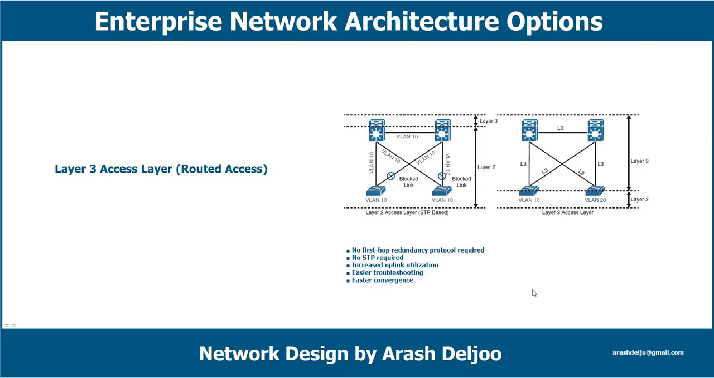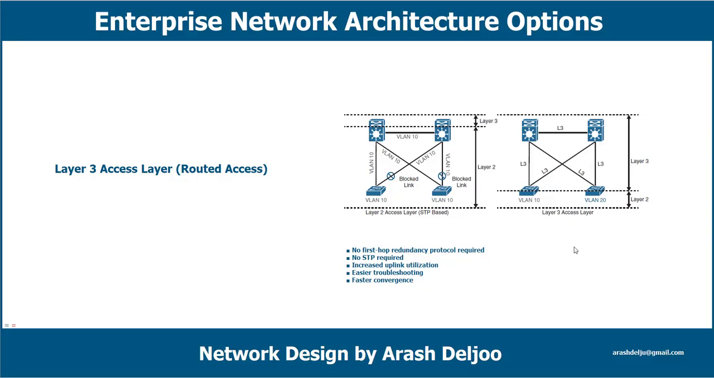And also here we have faster convergence. You know that STP does not have, for example, fast convergence time. You need to use RSTP or Rapid STP. But because between the layer 3 access layer switch and the distribution switch we have layer 3 links, we can use, for example, EIGRP or Enhanced Interior Gateway Routing Protocol, and also OSPF, Open Shortest Path First, for routing. Because of that, we will experience faster convergence time. Actually, it means that the network will be faster. Okay, these are the layer 3 access layer benefits.